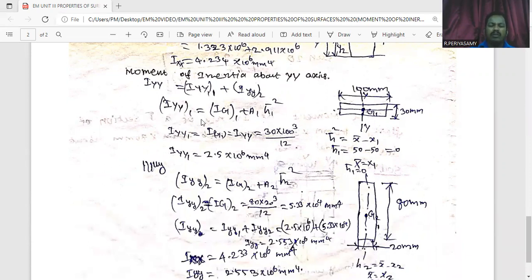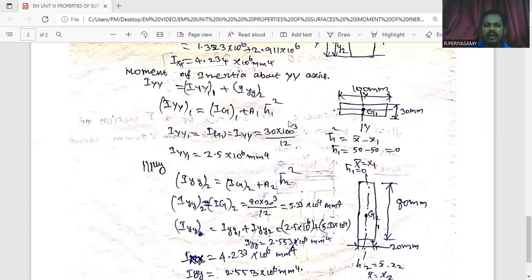Here, Ig about the y-axis, the formula changes to HB cube divided by 12. In this step, we have to substitute HB cube divided by 12. This is the first component. The breadth is 100, the height is 30. So Ig1 about the y-axis equals HB cube divided by 12. Here height 30, breadth 100, so 100 cubed divided by 12.